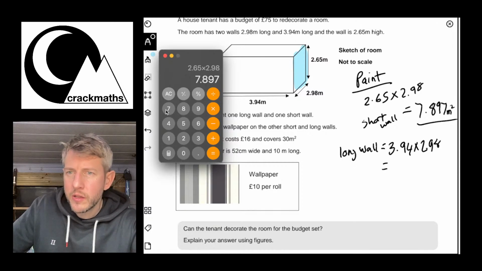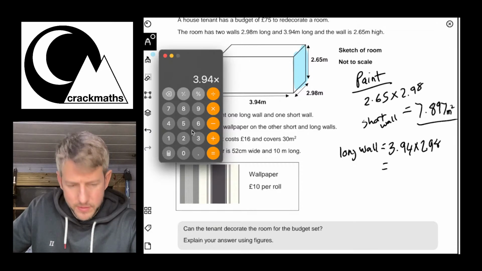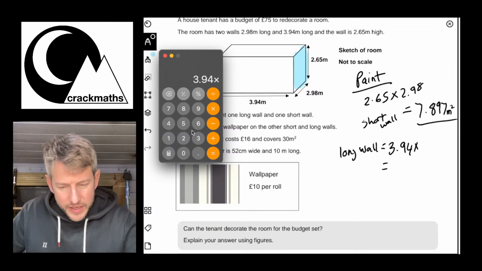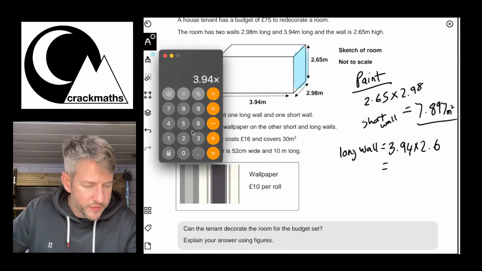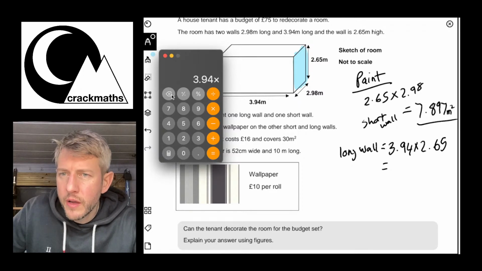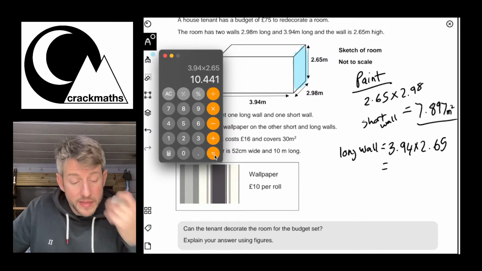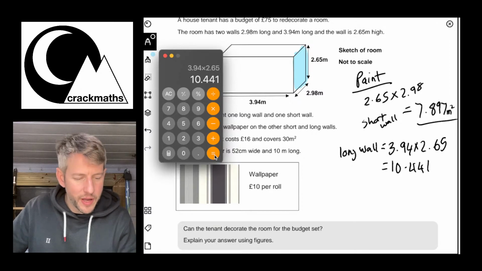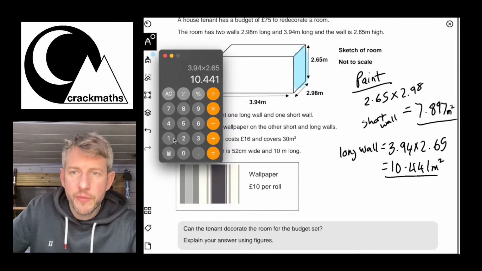Okay, I'll do these. So 3.94 times 2.98. No, not times 2.98. We want the height. Right, we need the height. We need these 2 measurements here. So we need the 3.94 times the 2.65. Okay, so here we go. 3.1 times 2.65. And this equals 10.441. Okay, there we go. 10.441 meters squared. So collectively, we can work out how much paint we need for both of those now.